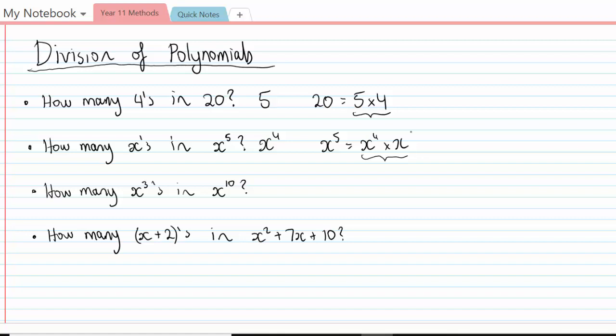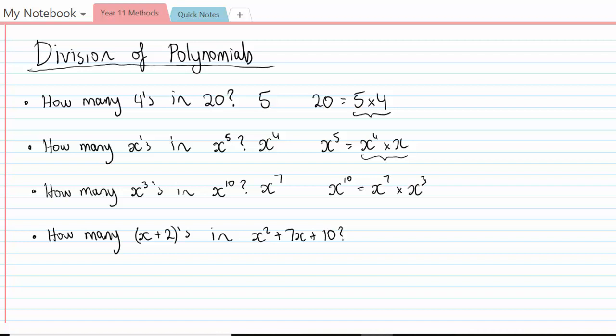You might think I'm a little bit weird for knowing this, or even thinking about it, but I think that this is a really good way to look at these problems. When we do the next one, how many x cubes are there in x to the 10? Well, there's x to the 7 of them. And that's because x to the 10 can be written as x to the 7 times x cubed. So that's just using the very first index law.